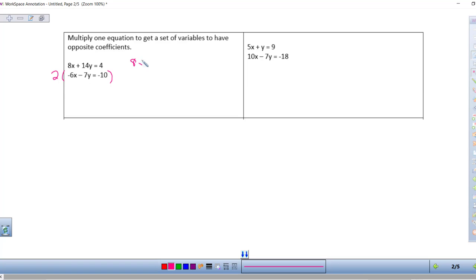So the top equation stays the same. And the bottom equation, I have to distribute the 2 to all 3 parts. If it helps, you can draw those arrows. I'm going to draw them below so I don't run into my top equation. -12x minus 14y equals -20. And then I eliminate the y because I have positive and -14.